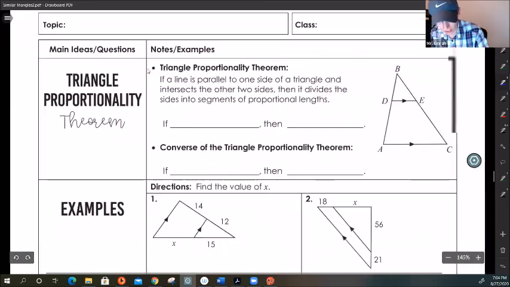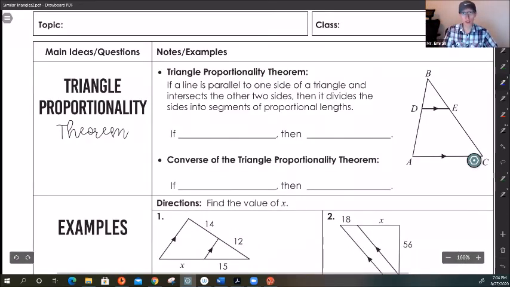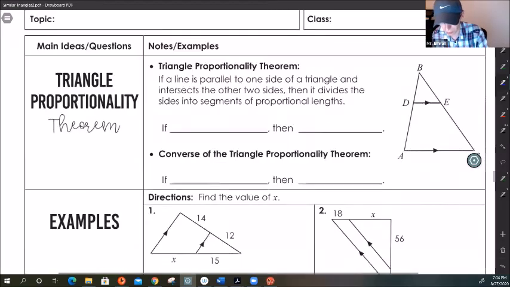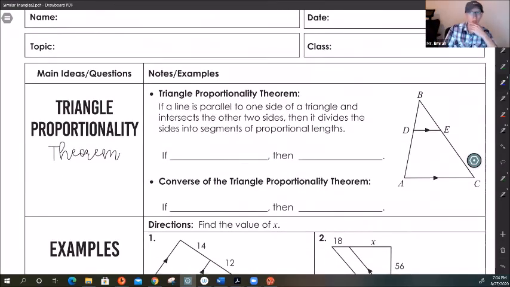Triangle Proportionality Theorem. What is this? Okay, so that's a weird name, right? This thing will help you a little bit when the sides are given to you, or when you have parallel lines. If a line is parallel to one side of a triangle and intersects the other two sides, then it divides the sides into segments of proportional length.